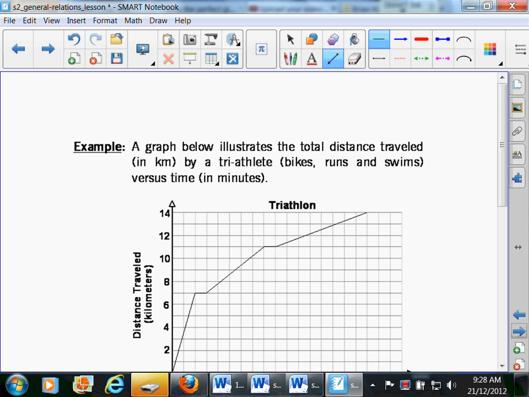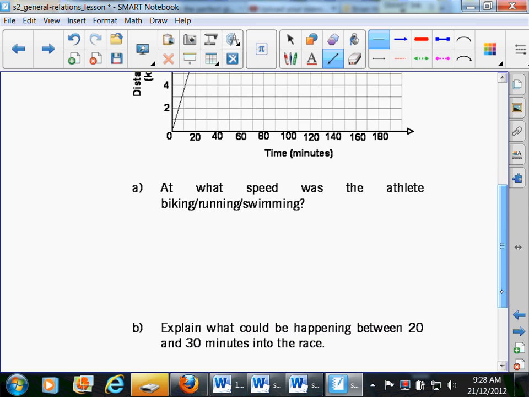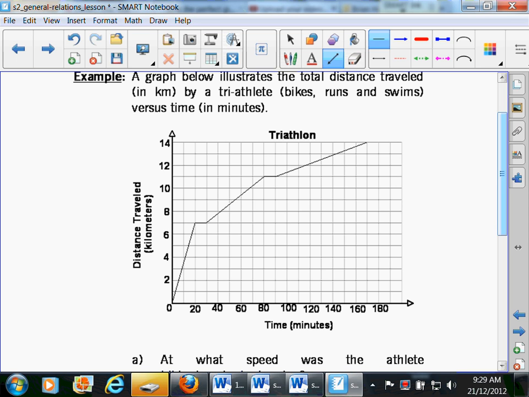Okay, a graph below illustrates the total distance traveled by a triathlete that bikes, runs, and swims versus time. At what speed was the athlete biking, running, and swimming? Okay, so biking, running, swimming. Obviously, biking would be quicker than running, and running would be quicker than swimming. So for the biking part, he goes 7 kilometers in 20 minutes.